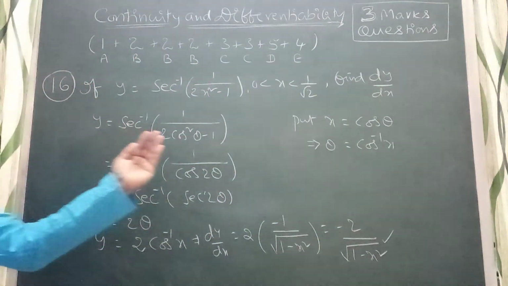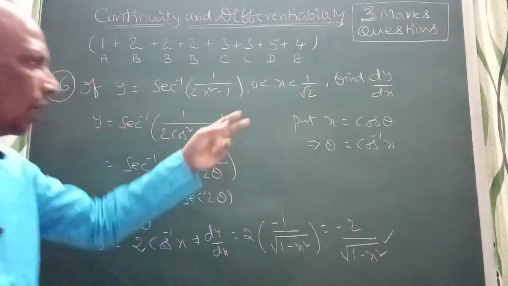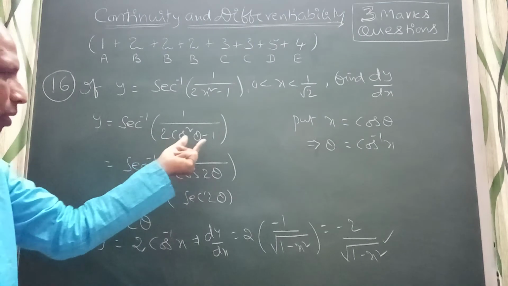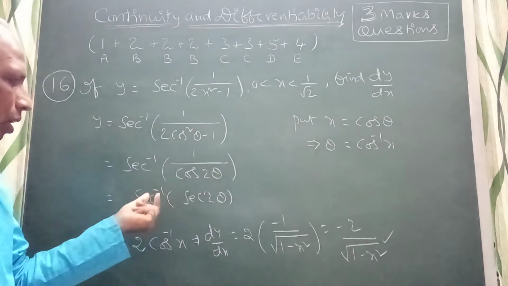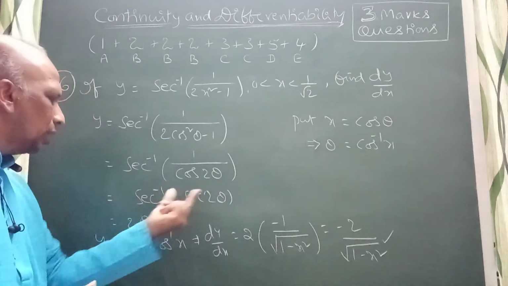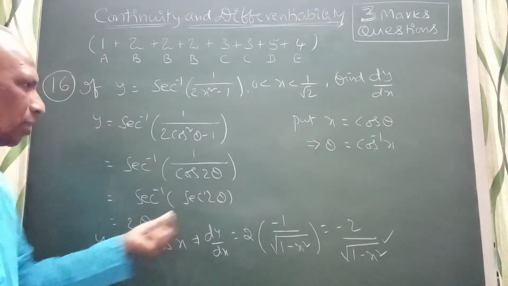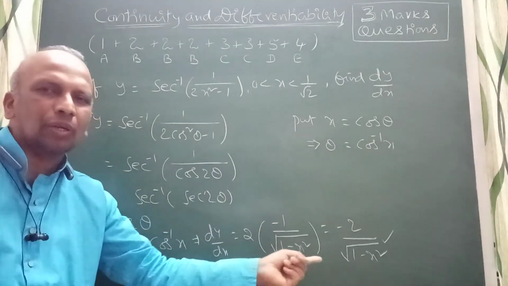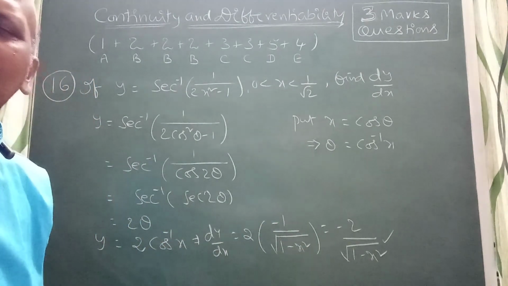This is an important problem. Simple. Take x equal to cos theta, theta equal to cos inverse x. 2 cos square theta minus 1 is cos 2 theta. Secant inverse of secant 2 theta, so this will be 2 theta. So 2 theta means 2 cos inverse x. Derivative: minus 1 over root of 1 minus x square. So minus 2 over root of 1 minus x square.